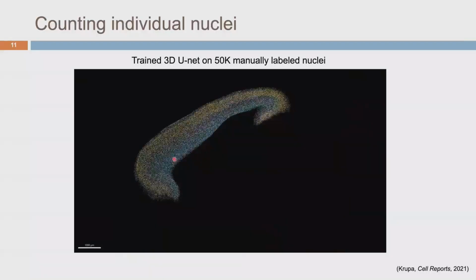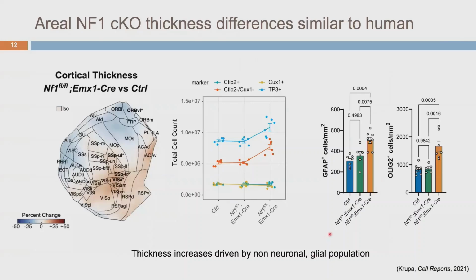And then zooming out, you can see the entirety of the cortex and then labeled quantified nuclei for the upper layer neurons or the lower layer neurons here. So what did we find? So here you can see a representation of a flattened cortex, the nose at the top here, the cerebellum at the back here.